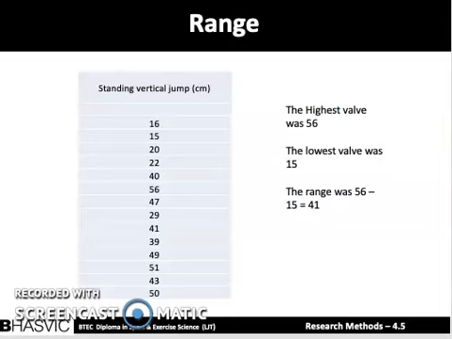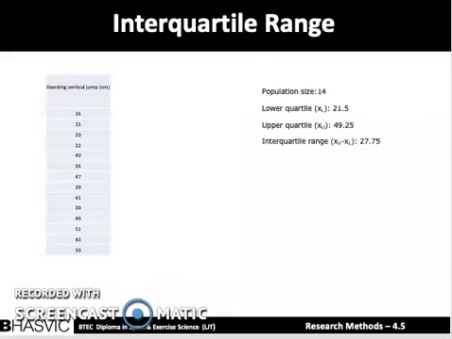Range. The range is the difference from the highest value and the smallest value. When analyzing the range of data, we are identifying between the highest and lowest value. Using the original data, you can see that the lowest measurement was 15 centimeters and the highest was 56 centimeters. The difference between the 2 values is 41 centimeters. This is the range.